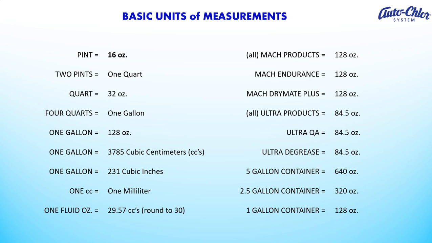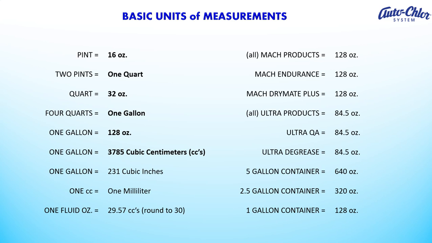A pint is 16 ounces. 2 pints equals 1 quart. A quart is 32 ounces. 4 quarts equals 1 gallon. 1 gallon is 128 ounces.